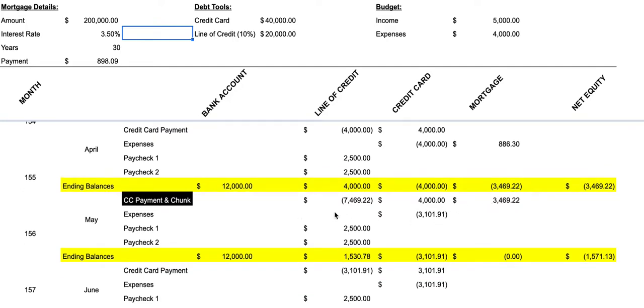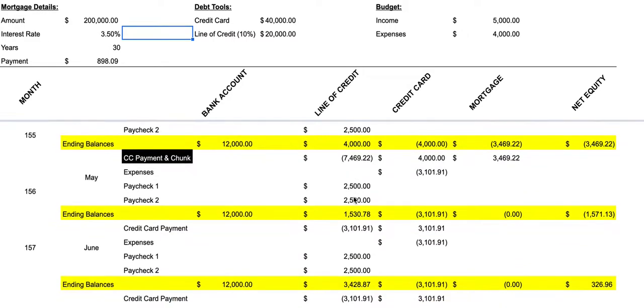And so now down here, your expenses have been reduced because you don't have to make that $898 payment anymore, because you paid off the mortgage. So now your expenses are only negative $3,101. And so now you got an extra cash flow of that $898 that's going to help you build back your line of credit. So you're done with your mortgage. Now you just have to build back up the line of credit because you still owe the bank for using that line of credit to help you pay back the mortgage.